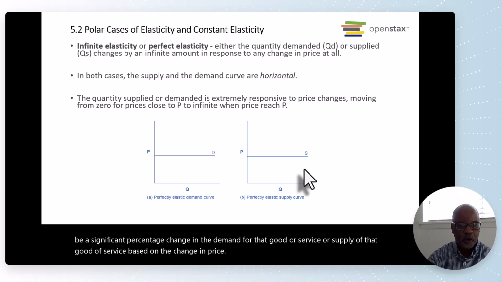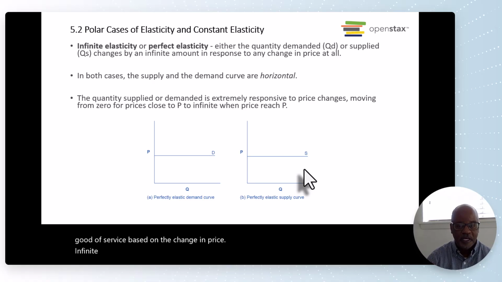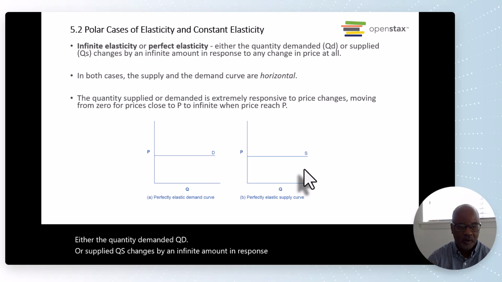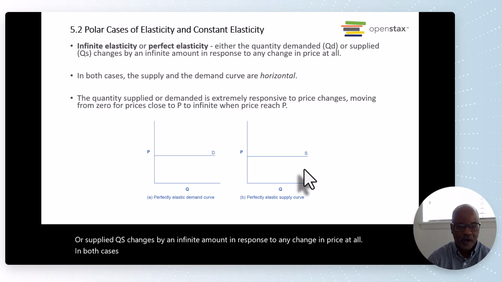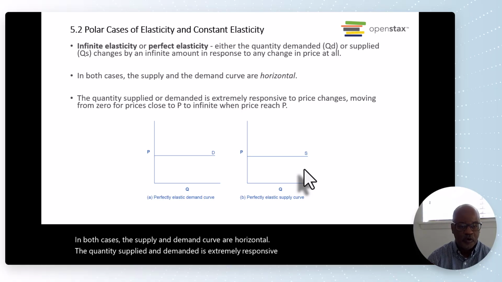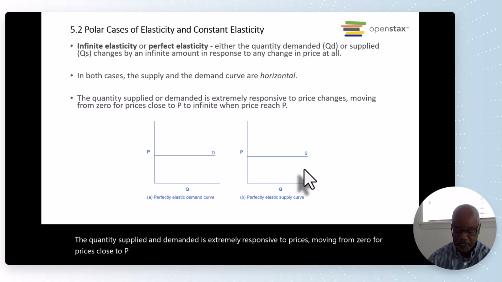Infinite elasticity or perfect elasticity: either the quantity demanded QD or supply QS changes by an infinite amount in response to any change in price at all. In both cases, the supply and demand curves are horizontal. Quantity supplied and demanded is extremely responsive to prices, moving from 0 when price is close to P to infinite when price is P.